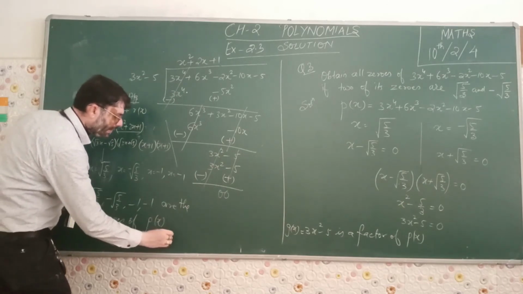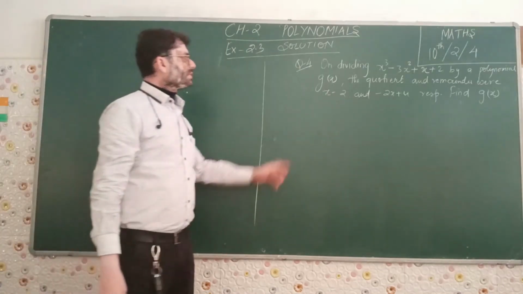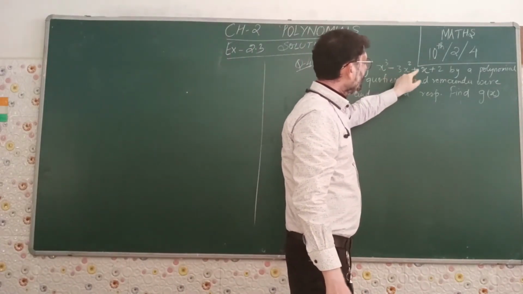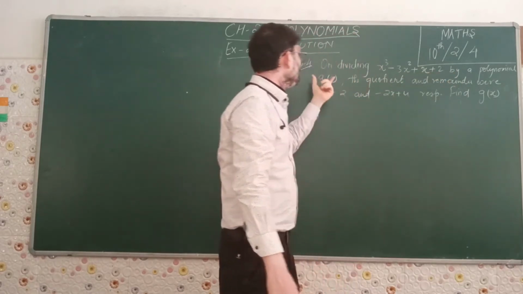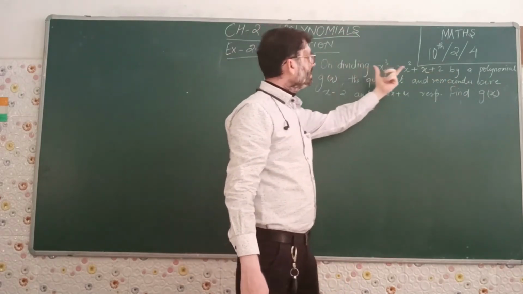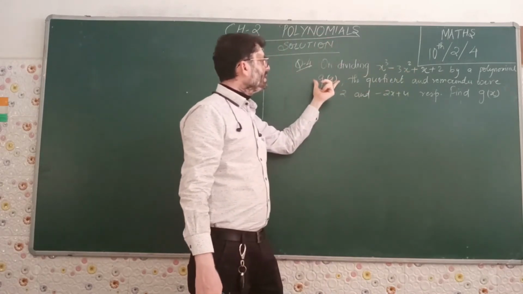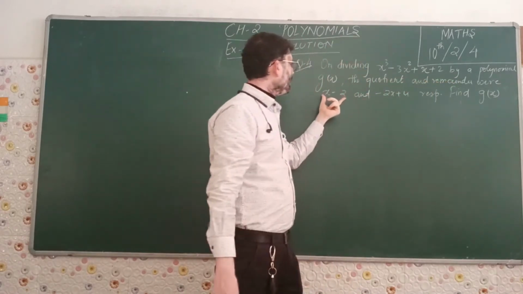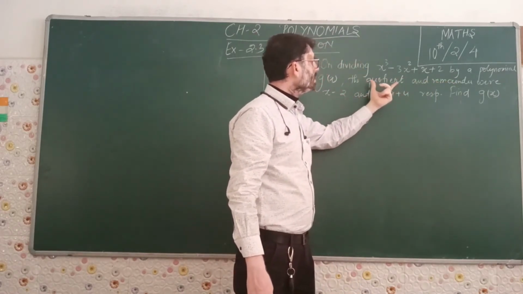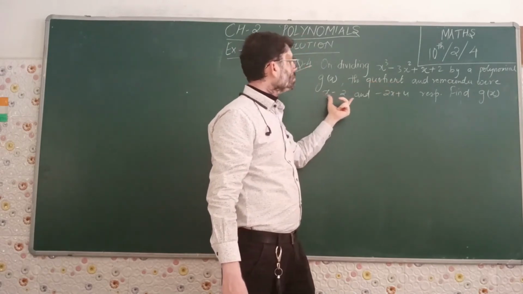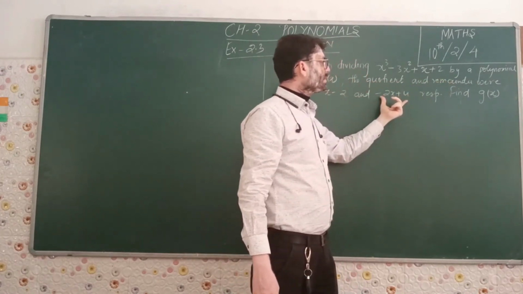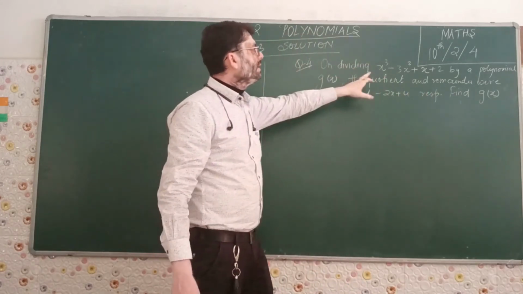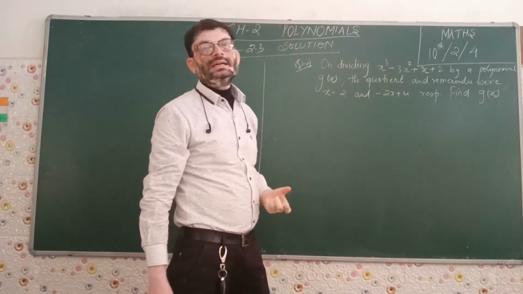Question number 4. On dividing x cube minus 3x square plus x plus 2 by a polynomial g of x, that means this polynomial is to be divided by another polynomial g of x. The quotient and remainder were x minus 2 and minus 2x plus 4. That means the quotient was x minus 2 and the remainder was minus 2x plus 4, and we have to find that g of x that was dividing the polynomial. That means we need to find the divisor.